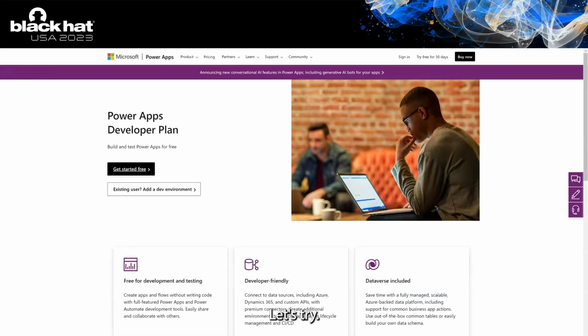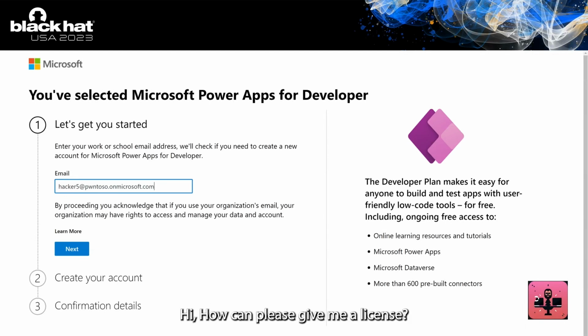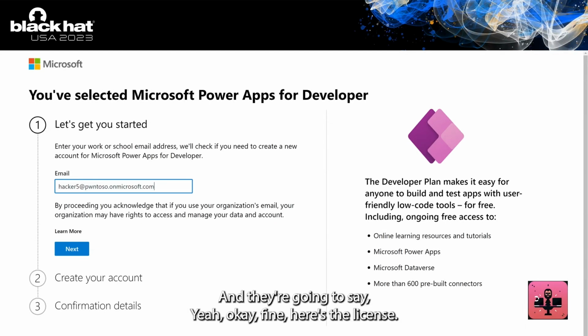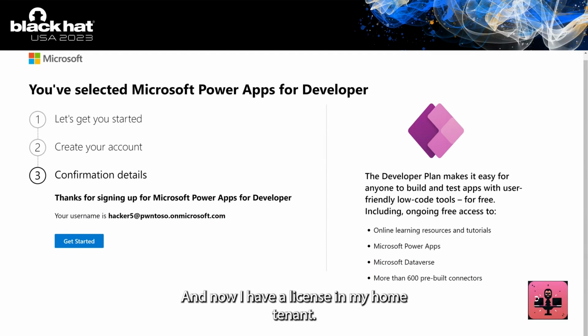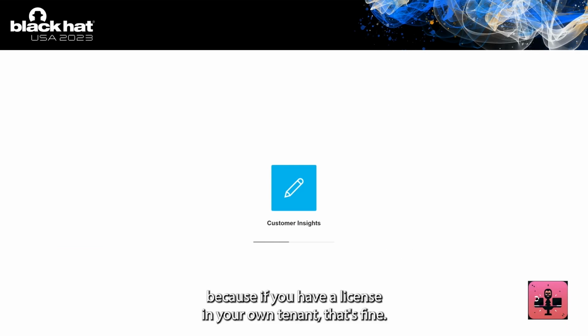Let's try. Here's a way for you to get a free plan from Microsoft, a free license in your home tenant. So I'm going to ask nicely from Microsoft for a license. Hi, I'm a hacker. Please give me a license. And they're going to say, yeah, OK, fine. Here's a license. And now I have a license in my home tenant. And I go back to that app. And now I'm in. Because if you have a license in your own tenant, that's fine. And you can use it for the guest tenant as well.